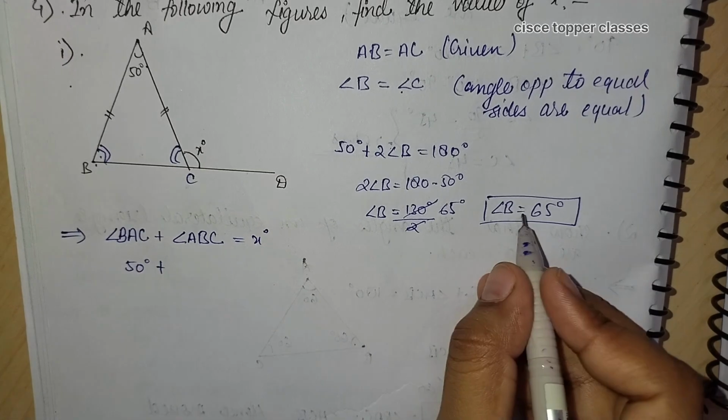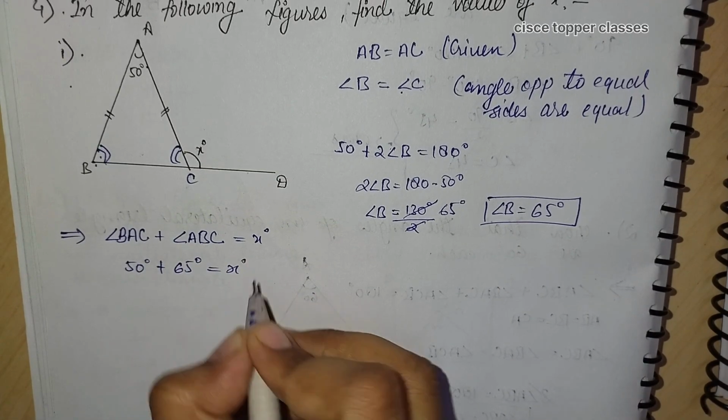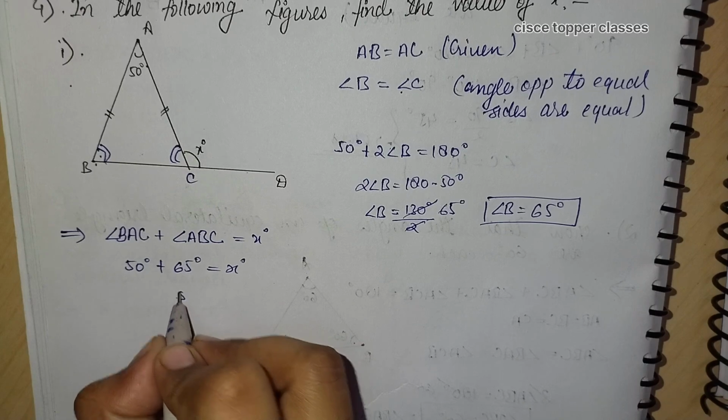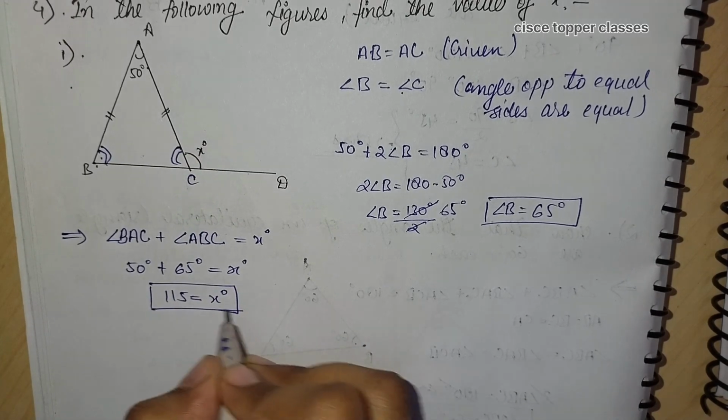Angle ABC, here angle B is 65. So we can simply write it as 65 equal to x. So on adding this, we will get 115 as the value of x. So this is the final answer here in this question.